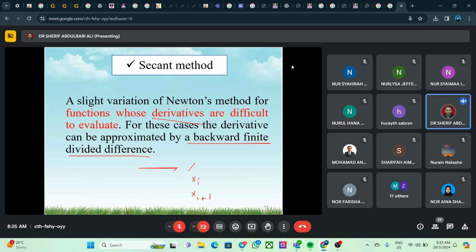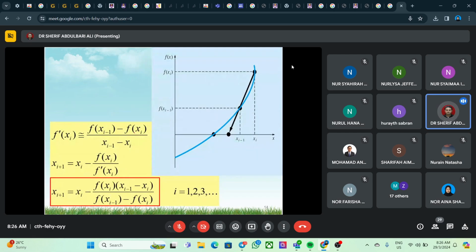This means it's using x i minus 1 to help us to find a new value of x i. That's the meaning of the secant method. It's using the backward finite divided difference instead of using the derivative, same like Newton-Raphson. Okay, this one will be clear when we are going to use the example. But there is something here before we go, which is how actually you're going to find x i plus 1 using the secant method. It came based on this equation here.